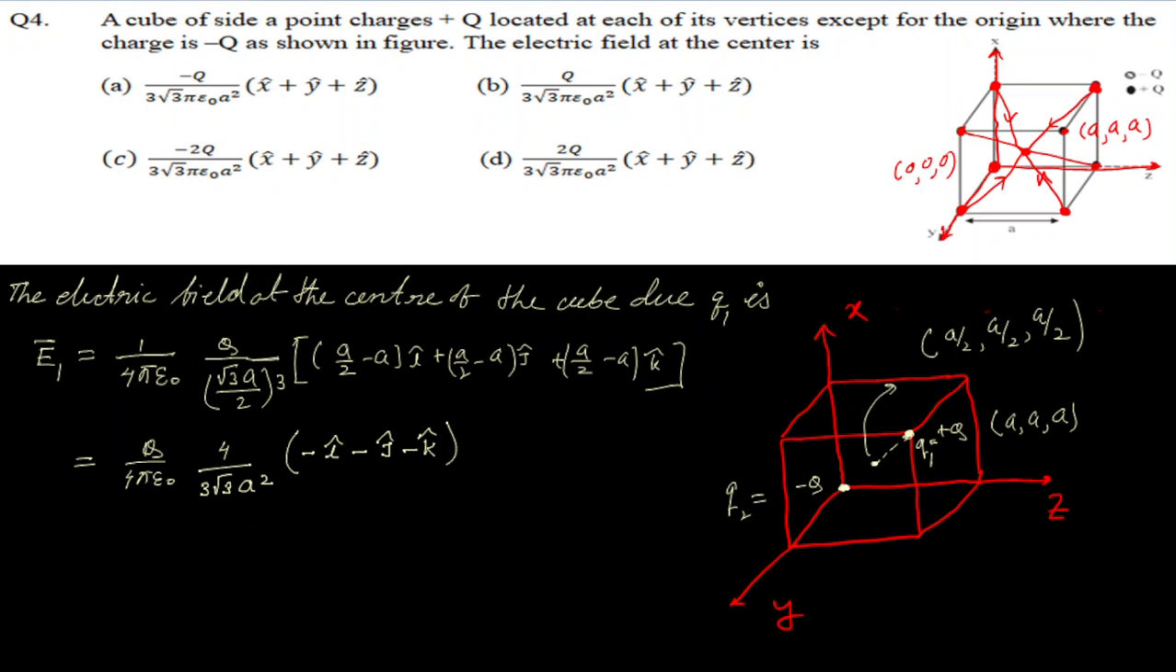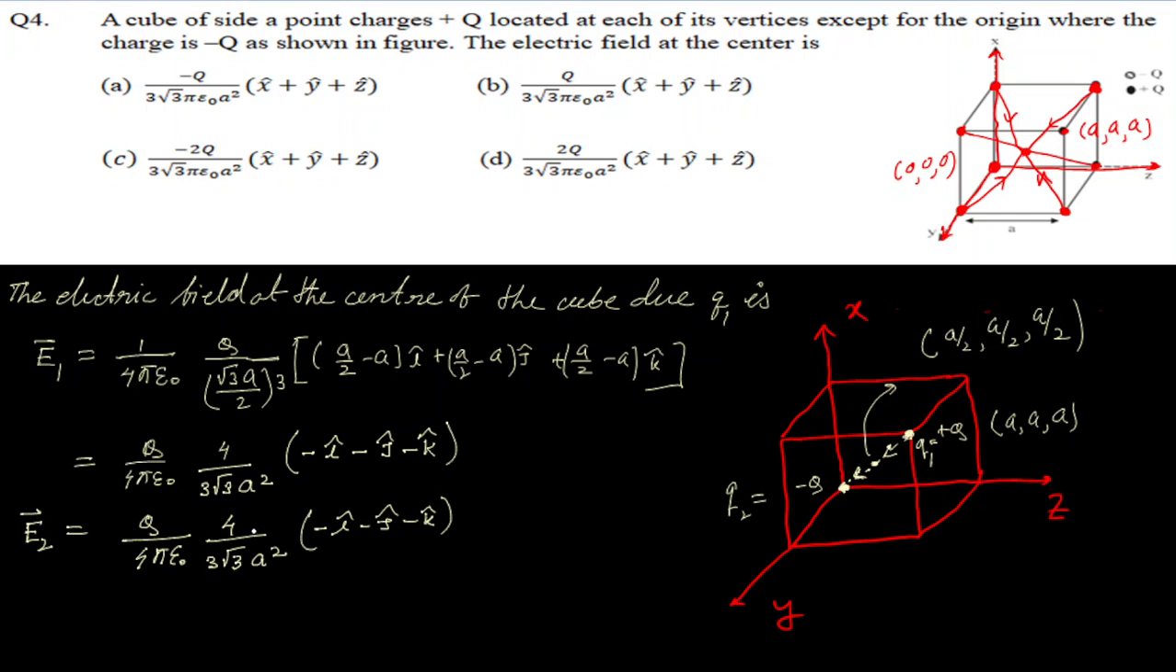In the same way we can also write the electric field because of Q2, exactly the same along this direction. Because this is plus Q, it will be away from the source charge, along this direction. Now this is minus Q, so it is towards the source charge, so it will also be along this body diagonal. So we can also write E2 equals Q divided by 4 pi epsilon naught times 4 over 3 root 3 a square into minus i cap minus j cap minus k cap. So this will be the electric field E2 due to Q2.